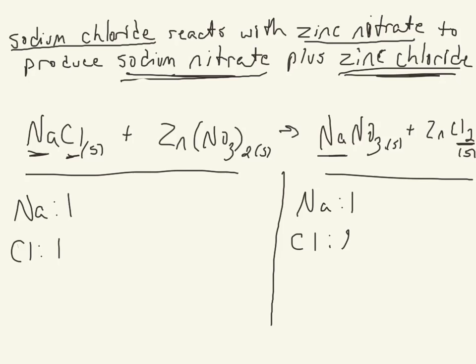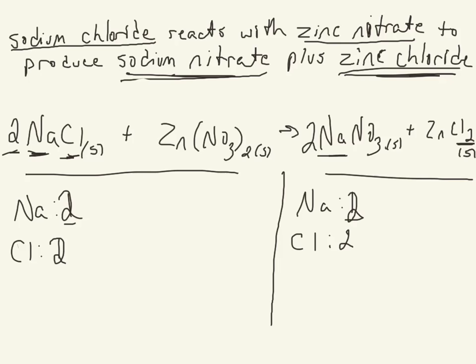So what do we need to do? We need to put a big 2 in front of sodium chloride. So now that gives us 2 chlorine on our reactant side here, because that big 2 applies to the whole compound. However, that affects our sodium, because before we had 1 and 1, now we have a 2 here. So if we have a 2 here, we need to have a 2 over here to give us 2 sodiums. Now our sodiums are balanced.